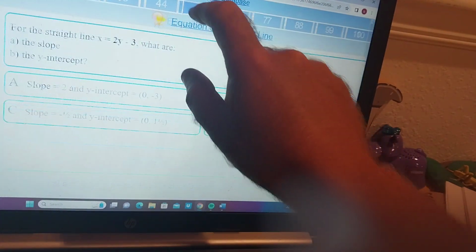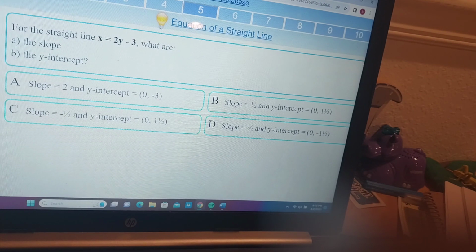Look at number 5. Number 5 is funky. It says x is equal to 2y minus 3. Now, I don't like that. Why? Because it's not written the way we like it. The way we want it to be is y equal to mx plus b. So basically y and x are on the wrong sides, so we're going to have to move things over.